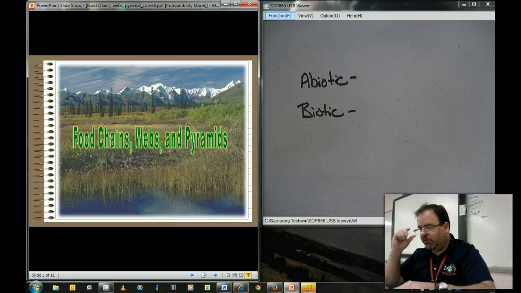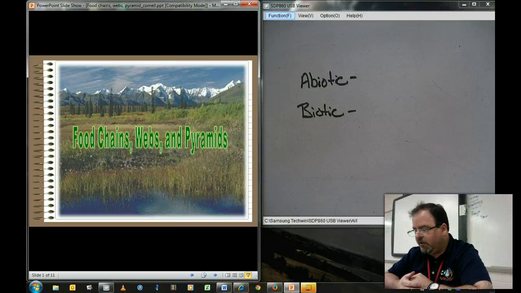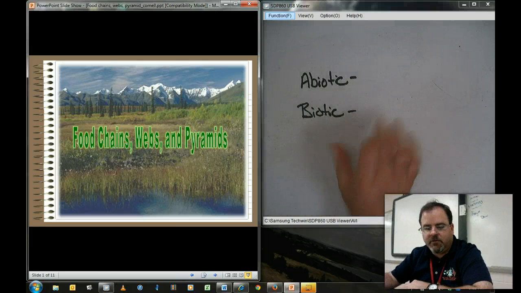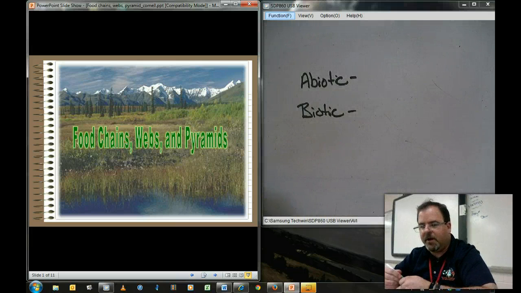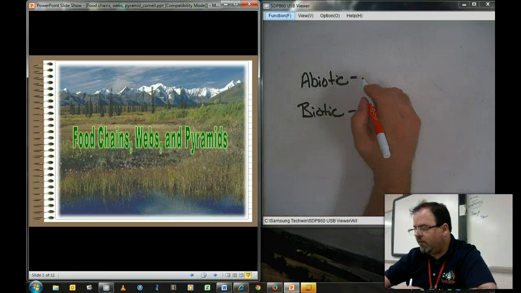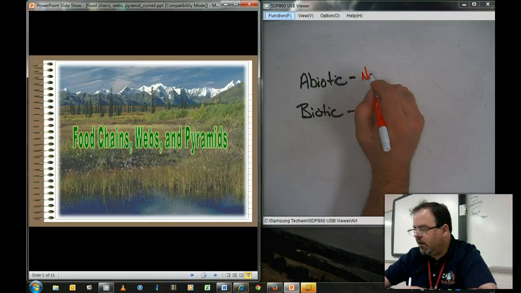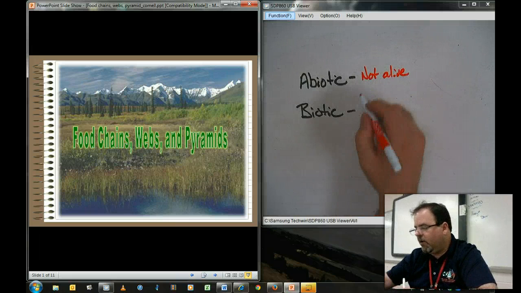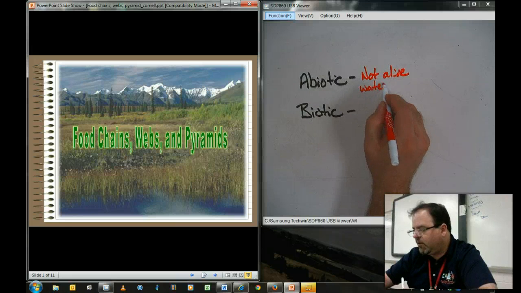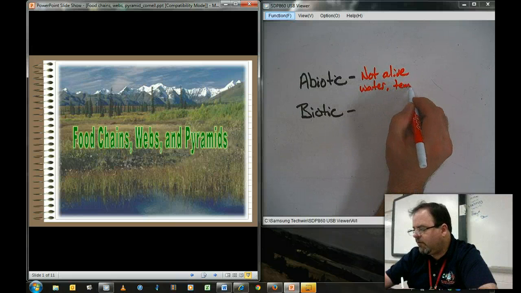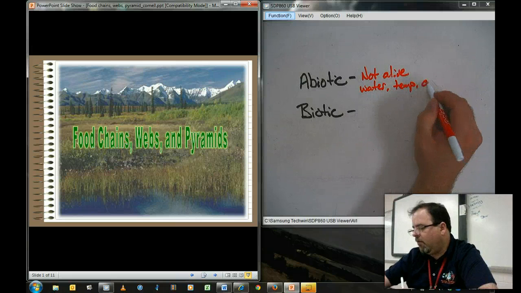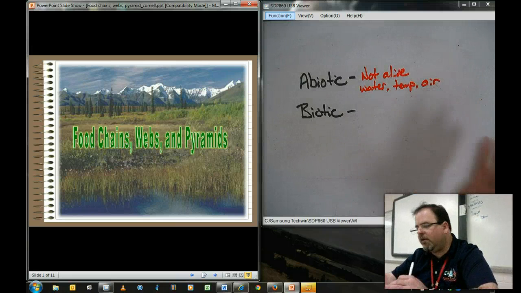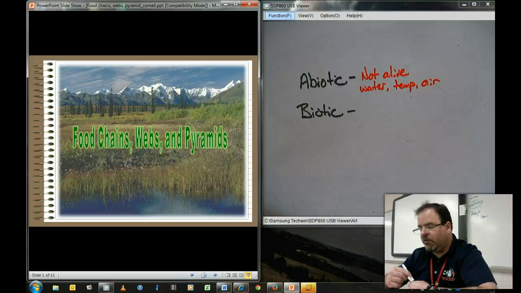Talking about those two different parts of an ecosystem, there are really two factors that we need to talk about. There's abiotic and biotic. Abiotic are things that were never alive. So these are not alive. Things like water, temperature, and air. So things like that, never alive, those are all abiotic.